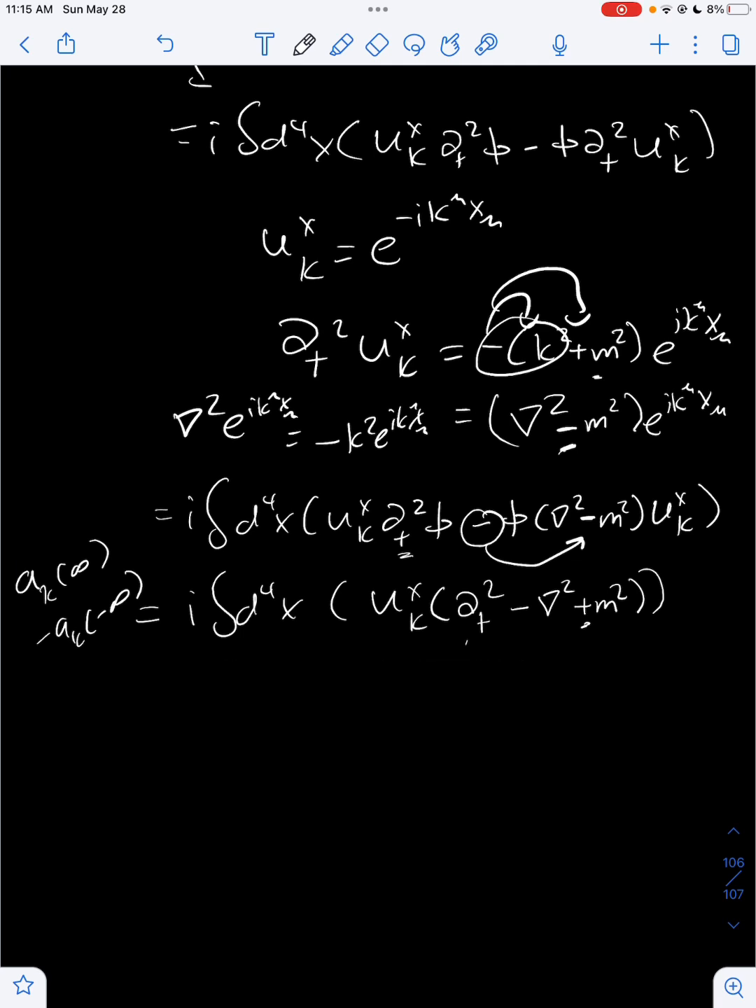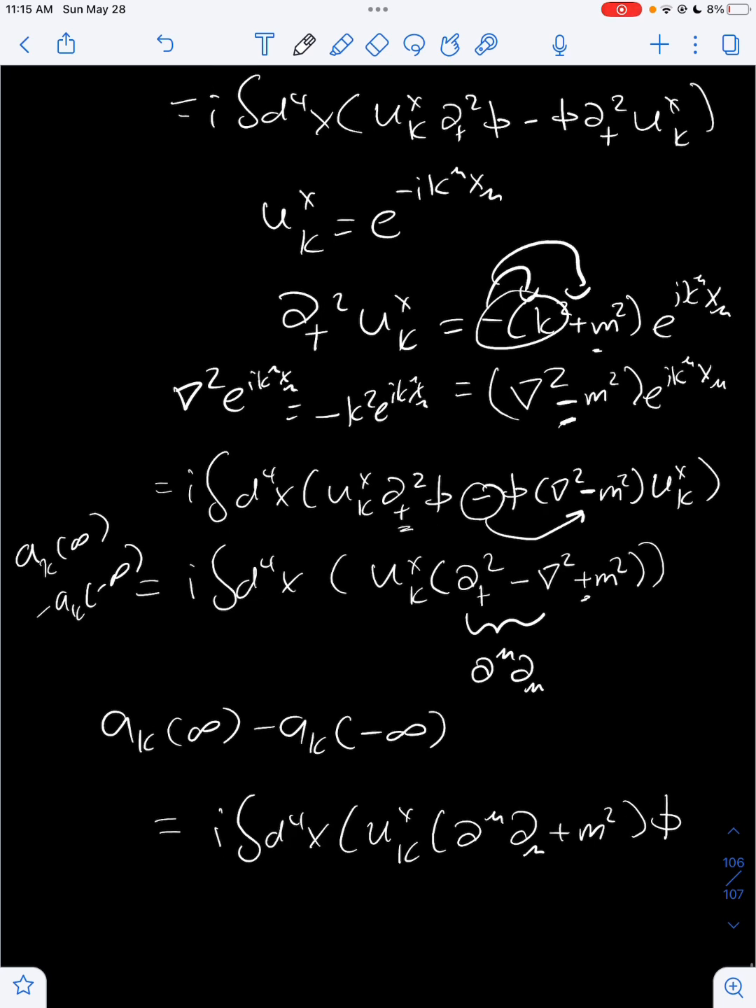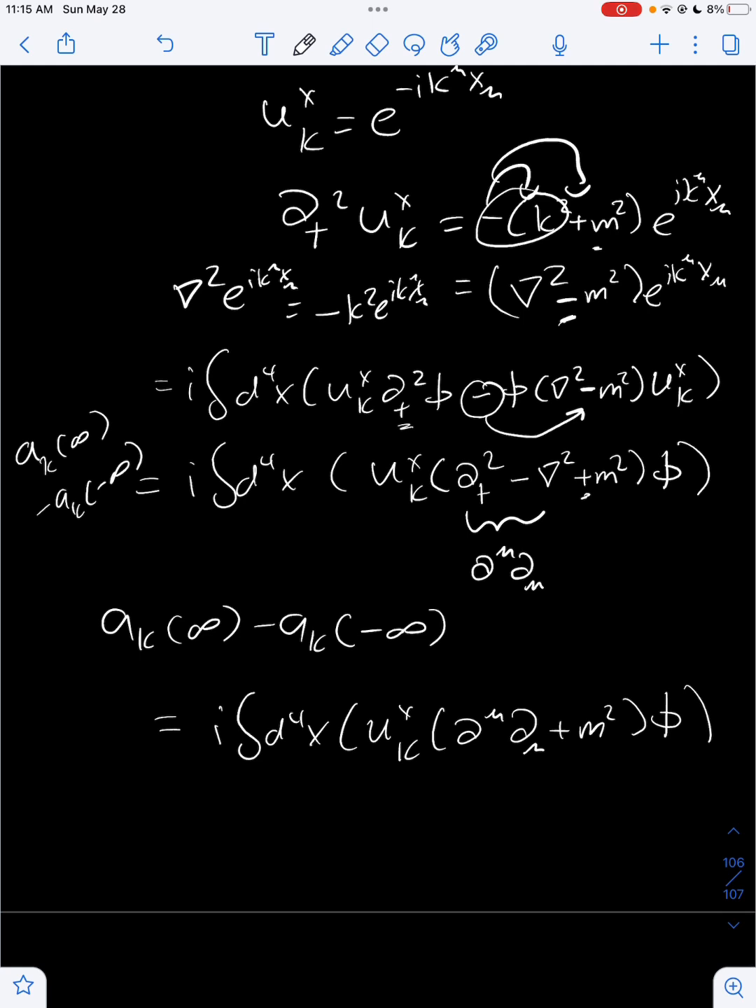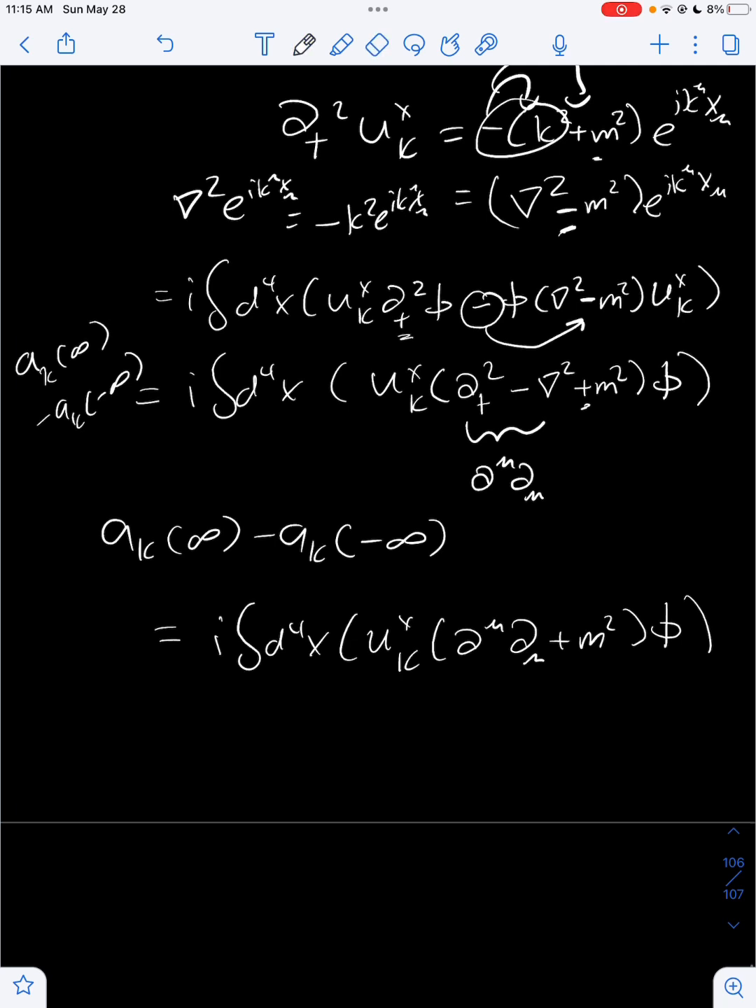And then we know that this over here is just how partial mu is defined. So this means that a k of infinity minus a k minus infinity is going to be equal to, and then times phi. We cannot forget the phi that should have been at the end, because we factored the phi out. You guys might wonder, oh, this is going to be 0, right? Since that's the Klein-Gordon equation. But no, it's not going to be 0 if our field is interacting, okay?